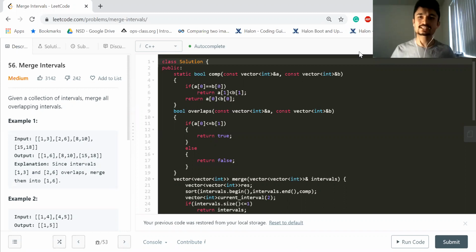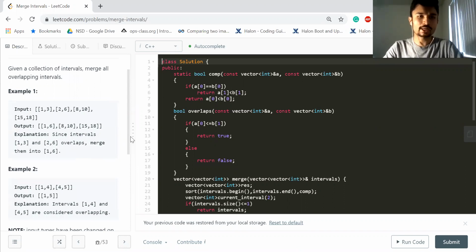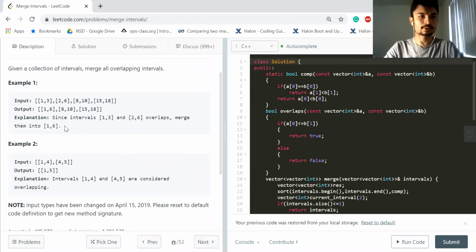Today we are going to solve the merge intervals problem, where we are given intervals and we need to merge them. Let's first have a look at the example.